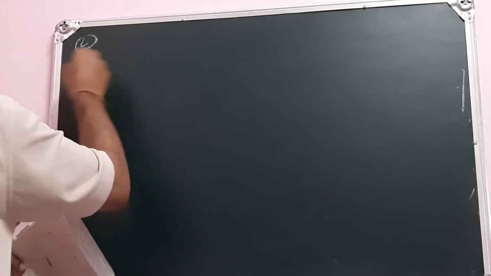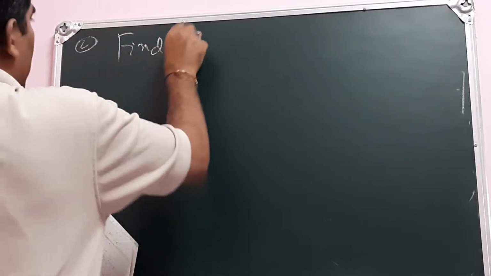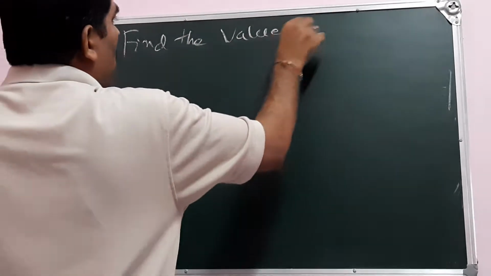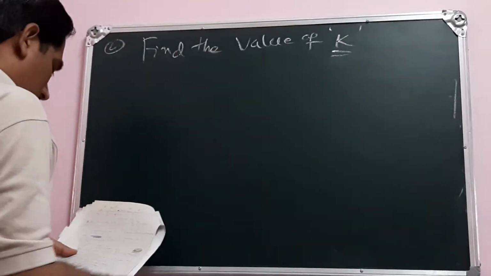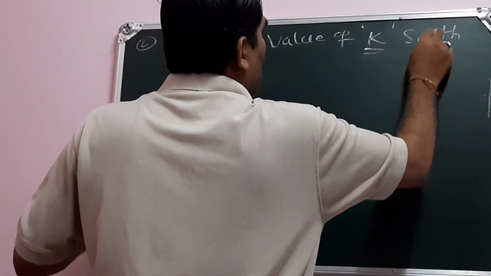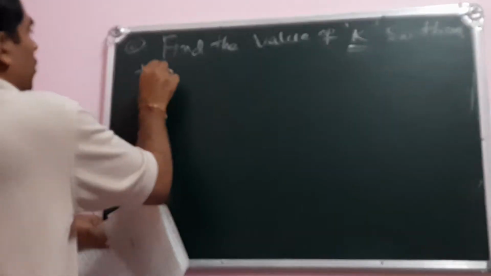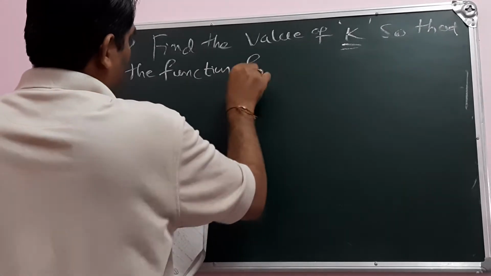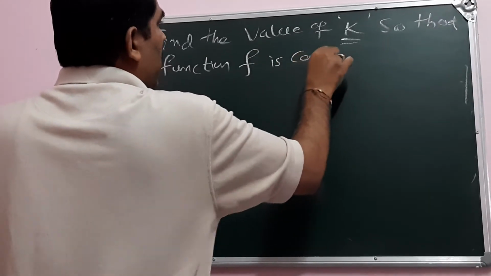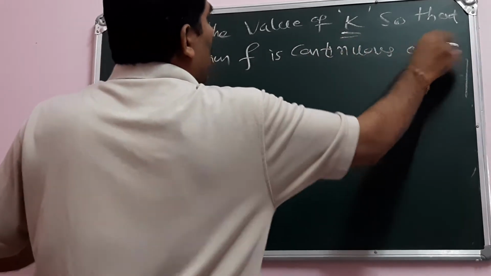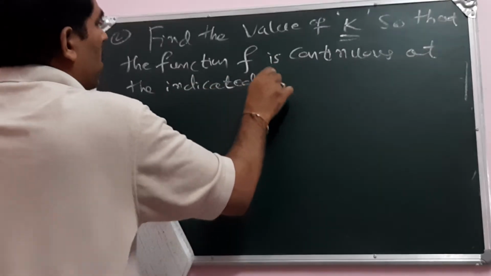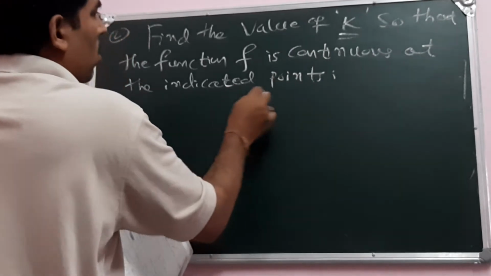Okay, 4 marks problem. So let me write this problem here. Example 2: find the value of k so that the function f is, show that the function f is continuous at the indicated points. So how is the function defined here?